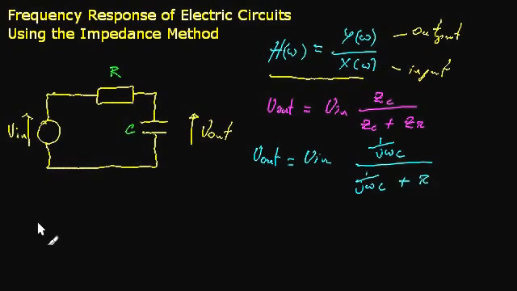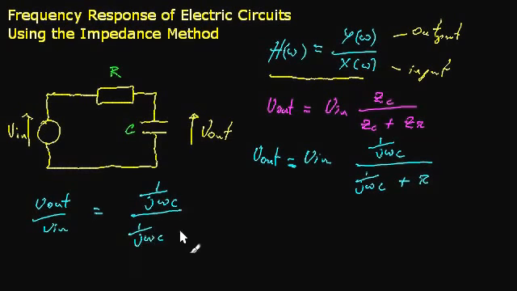Now the frequency response of course is Vout all over Vin, and I can get an expression in this form just by bringing Vin across the equal sign, and that will mean that Vout over Vin is equal to (1 over j omega C) all over (1 over j omega C plus R). And that's the frequency response.